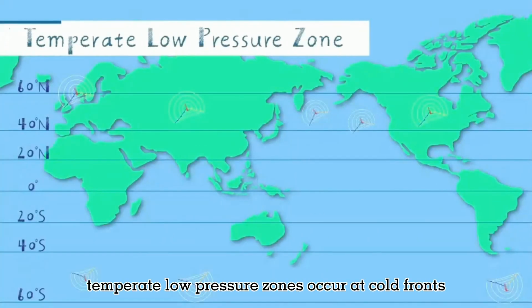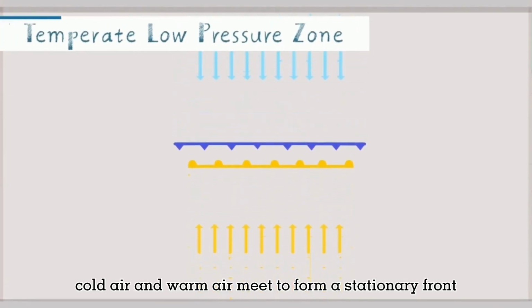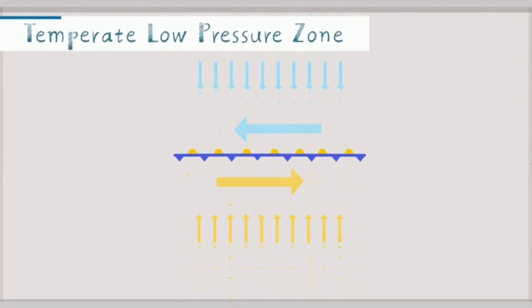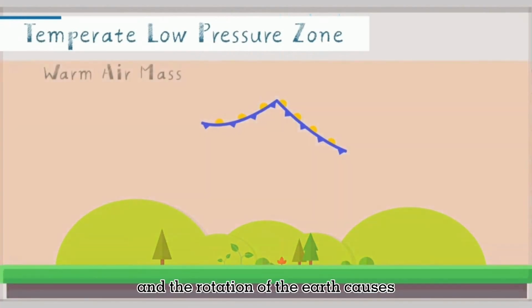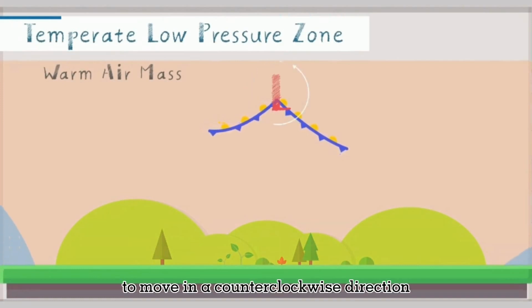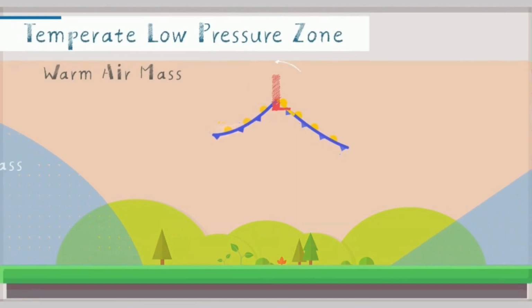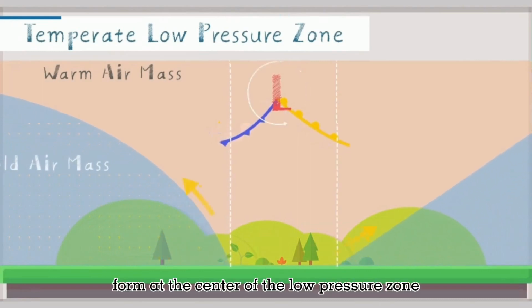Temperate low pressure zones occur at cold fronts around 60 degrees latitude. First, cold air and warm air meet to form a stationary front. Temperature differences between the air cause ripples, and the rotation of the earth causes the low pressure system to move in a counterclockwise direction. Cold fronts and warm fronts form at the center of the low pressure zone.